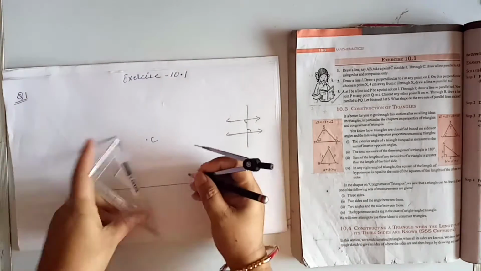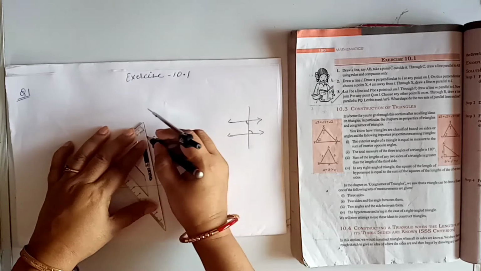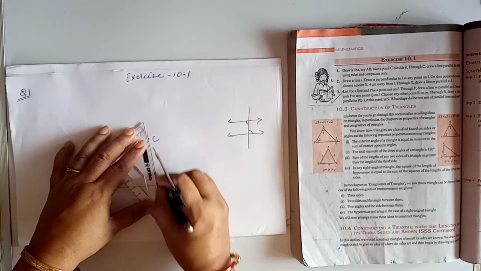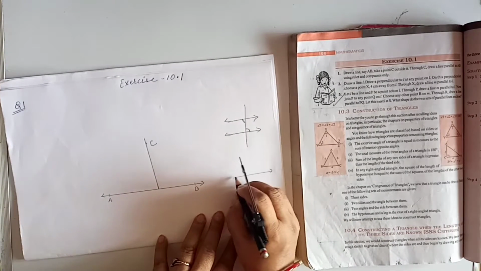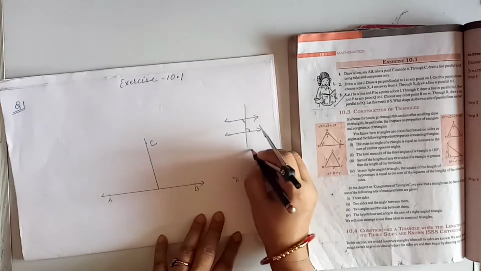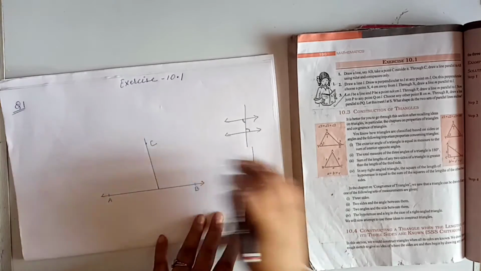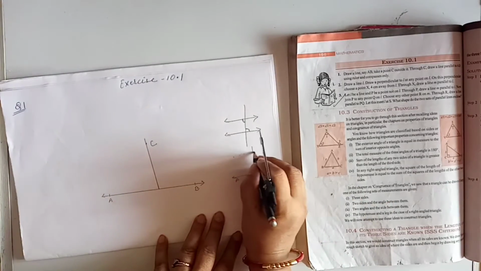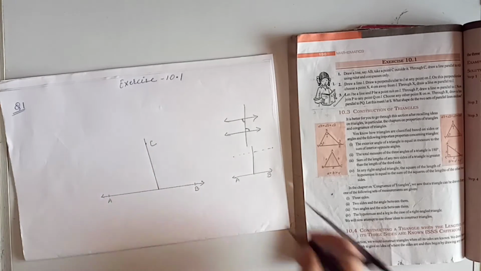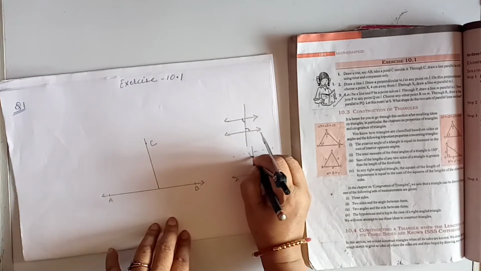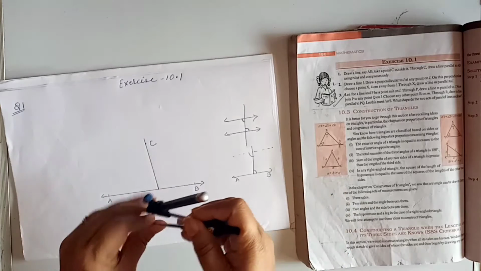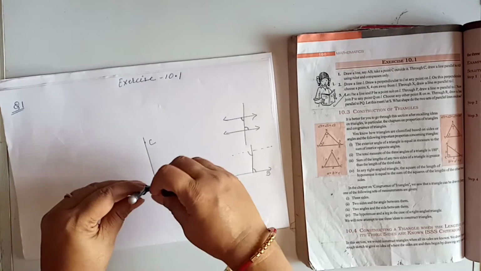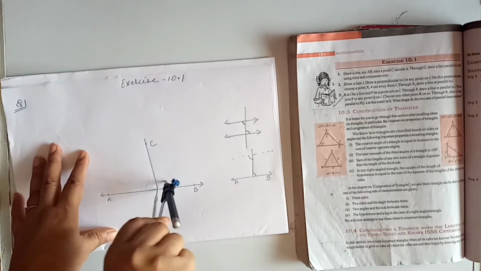Now suppose I join this line. I have joined this line. Now here I have this line AB and I have drawn a transversal. So up to here it is done. Now I have to draw a line which will be parallel to line AB. That means we have to prove these two alternate interior angles are equal. So with any radius, I will draw an arc over here.